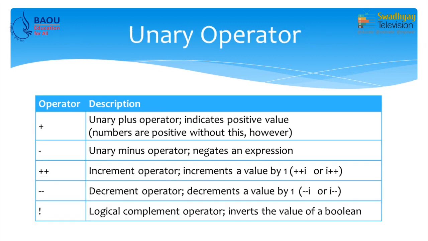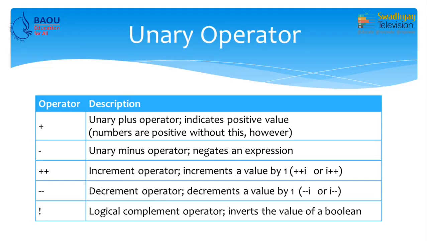Then we have unary operator. I defined unary operator earlier. It takes only one operand, and in unary operator we have increment operator, decrement operator, we have bitwise complement operator, we have not or logical not operator. So, all these are examples of unary operator. Now, we see these operators on screen.